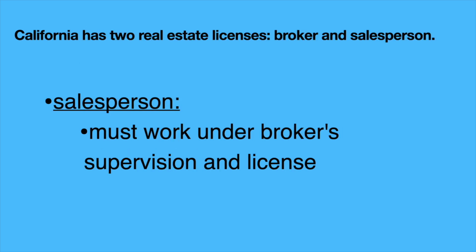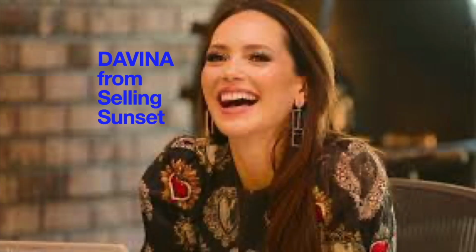California has 2 real estate licenses, broker and salesperson. A salesperson must work under a broker's supervision and license. A broker can choose to be independent, to run a brokerage, or to work as a salesperson with the title of broker associate under the supervision of another broker.